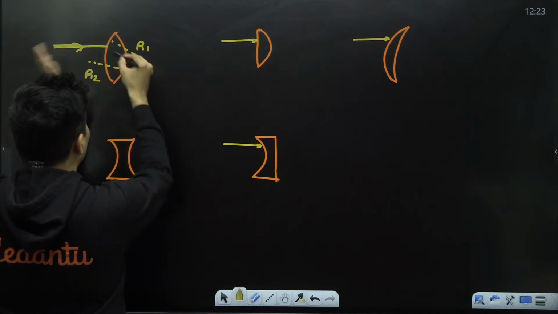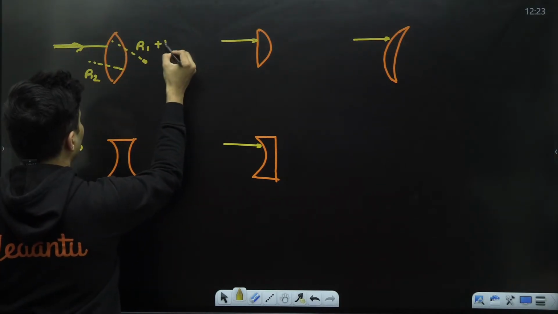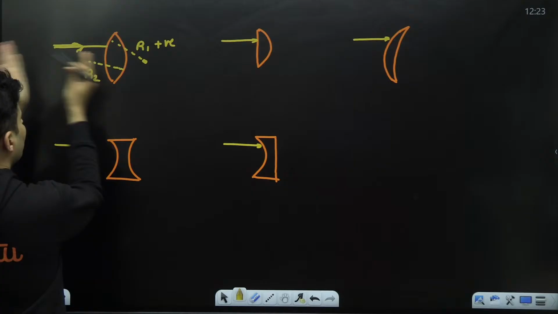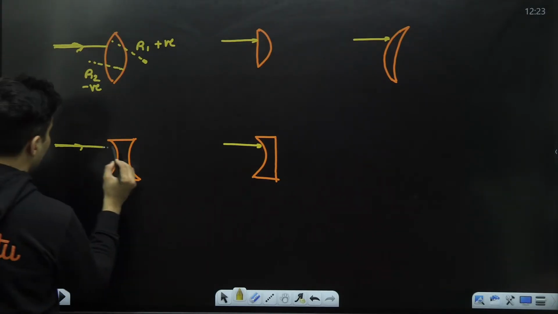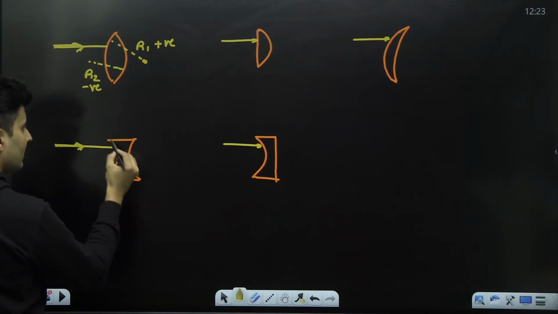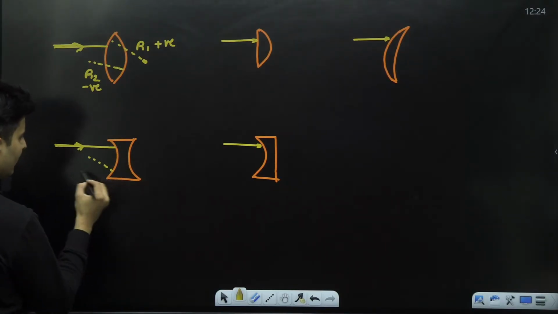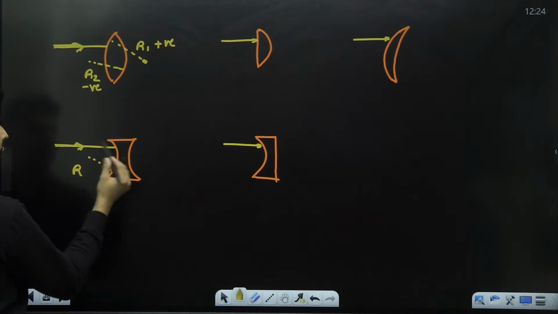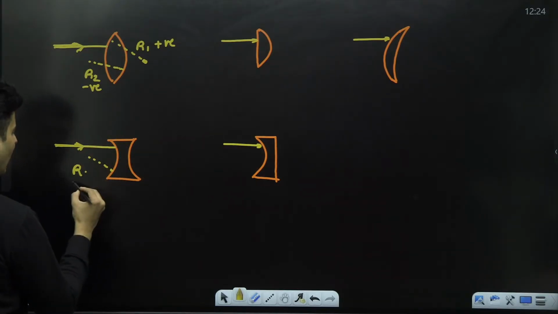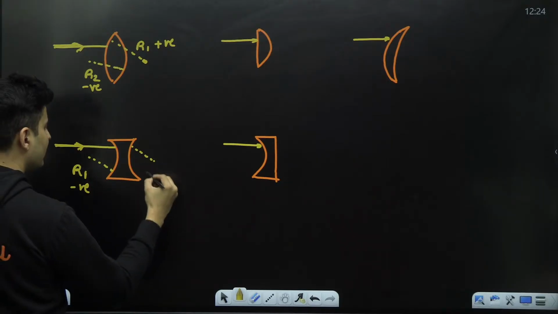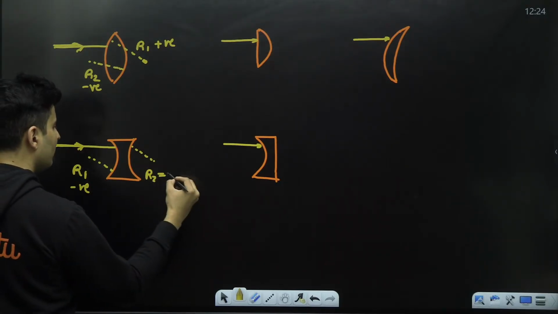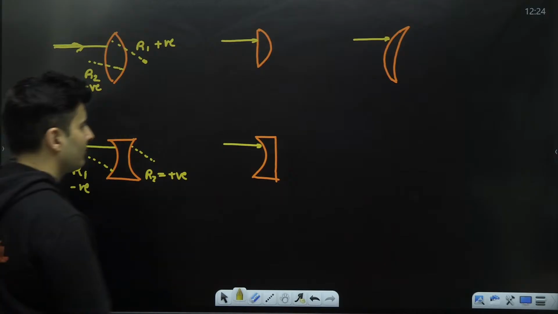Because R1 is on the positive side, it will be positive. R2 is on the negative side, so it will be negative. The same ray continues going like this. This is our first surface, this is our first radius. This is your negative side, that is positive. So R1 will be negative. This is your second radius. R2 is on the positive side, so positive.